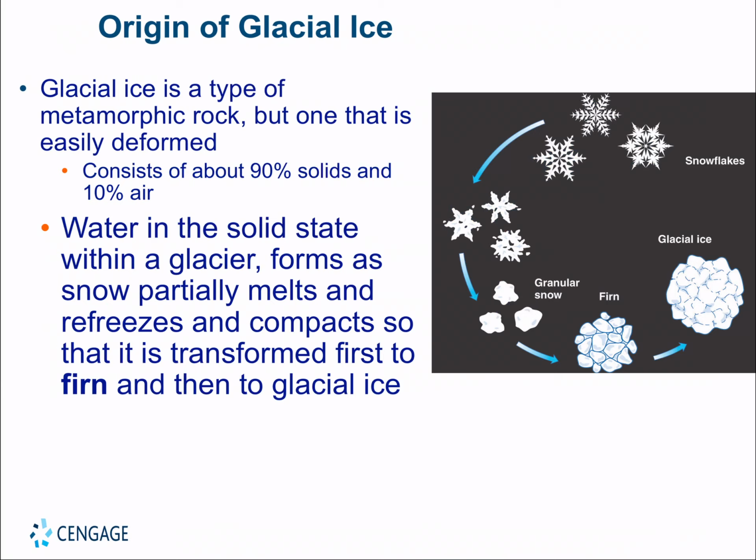So what happens when we have water in that solid state within a glacier, you can see at the beginning of this diagram, it's going to form as your snow starts to partially melt. That snow is going to refreeze and compact so that it's transformed first into what we call firn, which is this right here, and then it goes into your glacial ice.